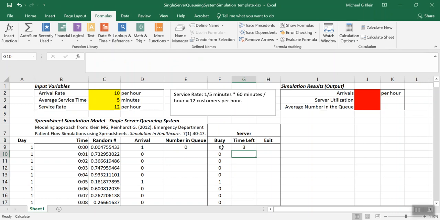The thing that we need to consider now is if the server is in fact still busy. Then, rather than issue a new service time, we would just be decrementing, so reducing the time left by 1. Each row represents a minute. So every time we go to the next row, if in fact the time left is greater than 1, then we're still going to have more time to be served for that particular customer. So then it's just a simple matter of reducing the time left by 1, or decrementing time left by 1.